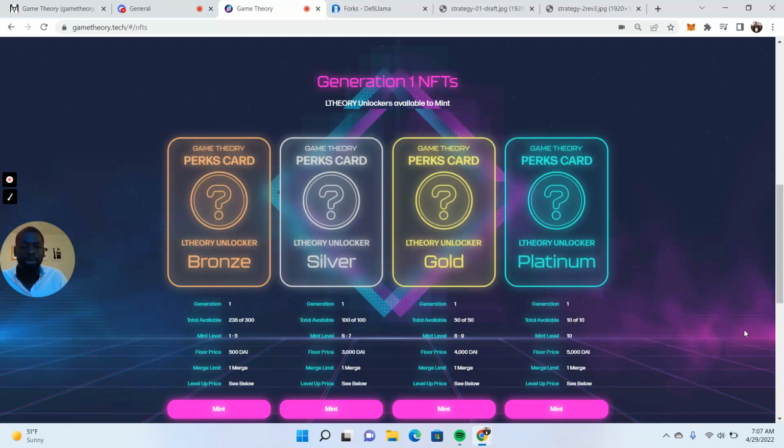And you can see how many are able to be minted. So far, there's been 62 of the bronze NFTs minted. So those are all going to be having utility on the investment side and the ability to unlock those locked theory rewards. And they're all going to be having utilities in our different games.